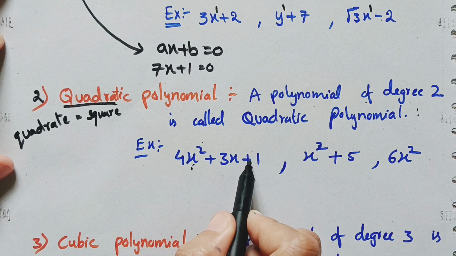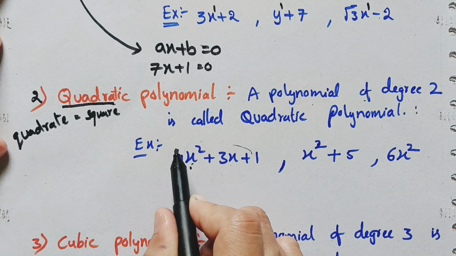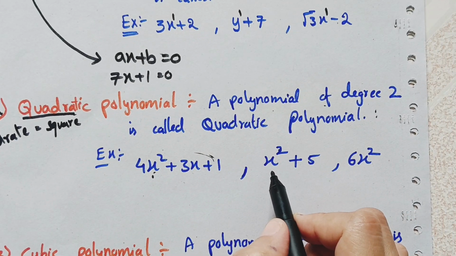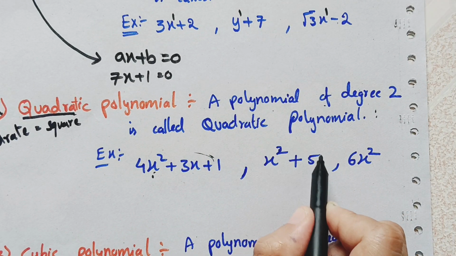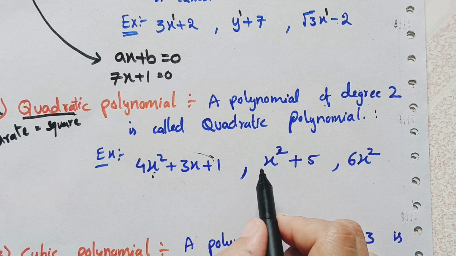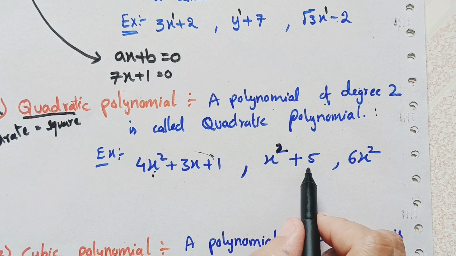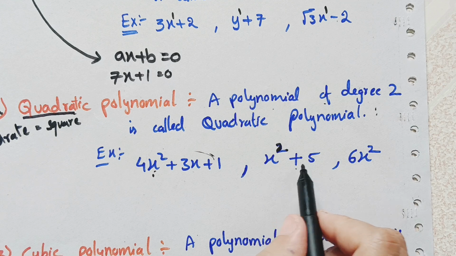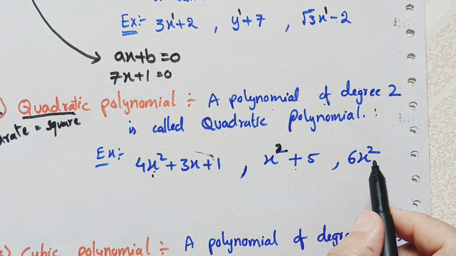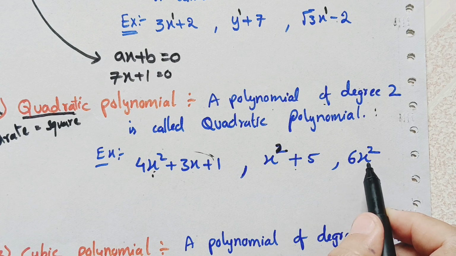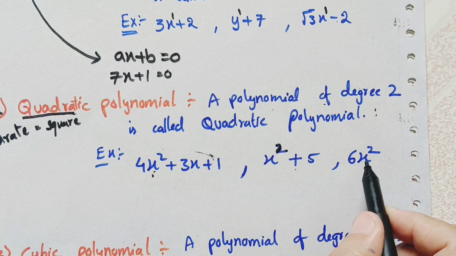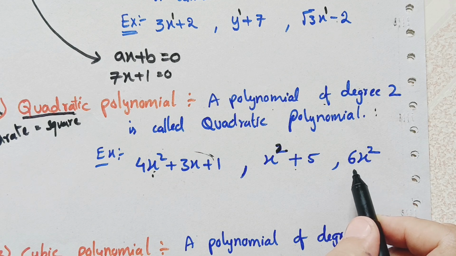So 2 is the degree of this polynomial. This is a quadratic polynomial. Let's take another example. So this is also a quadratic polynomial. Why? Because we have 2 as a power for the variable x. That's why this is a quadratic polynomial. So here also just see a polynomial of degree 2. Here we have only a single term, but for the variable we have 2 in the power. That's why this is also a quadratic polynomial.